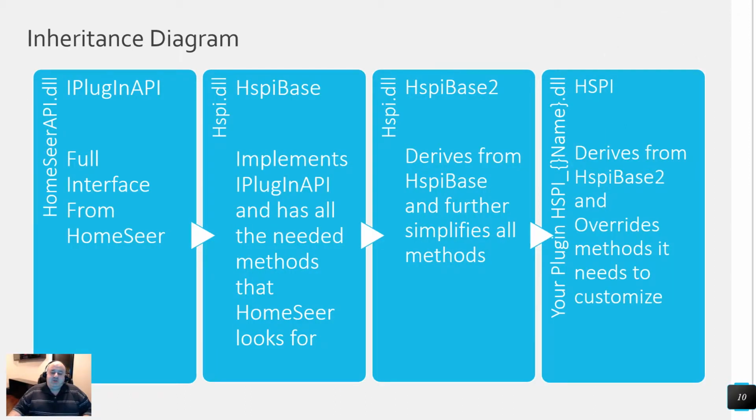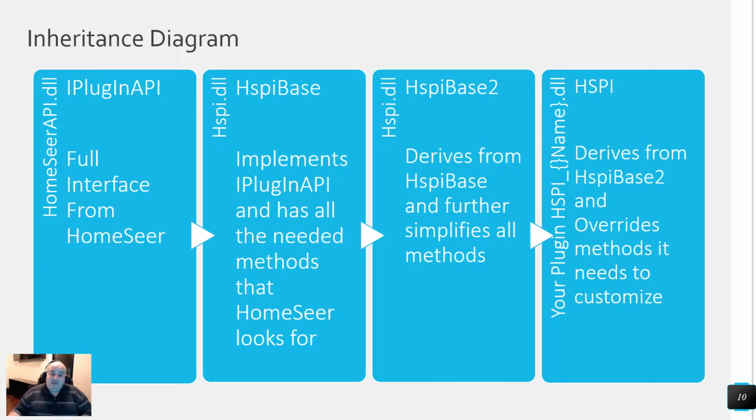Here is a visualization of how that deriving of classes happens. So again, the root of all this is the iPlugin API, which is housed within the HomeSeer API DLL. That's the full interface. That's what your plugin has to implement. If you're writing code from scratch, you have to look at all the properties and methods in there, and then implement your own plugin with a class called HSPI that inherits from iPlugin API, and then do all the stuff that it's looking for.